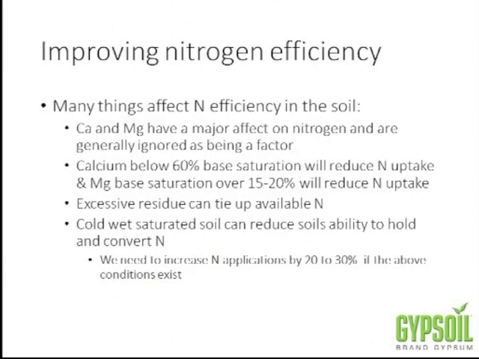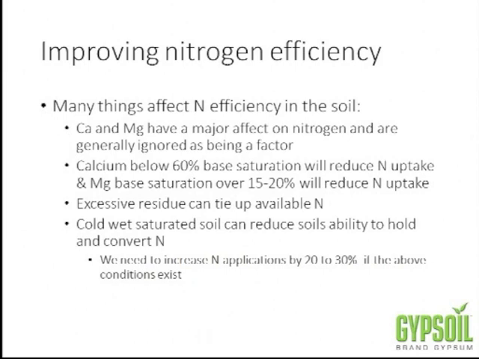A lot of things affect our nutrient efficiency in the soil. A lot of times we don't think about it, and one of the big ones for nitrogen is calcium and magnesium. A lot of times when I see calcium levels on a base saturation test drop below 60, I know that we're going to reduce our nitrogen uptake, and so I start increasing my nitrogen applications a little bit, not dramatically, because I don't have the soil structure to support good nitrogen utilization.